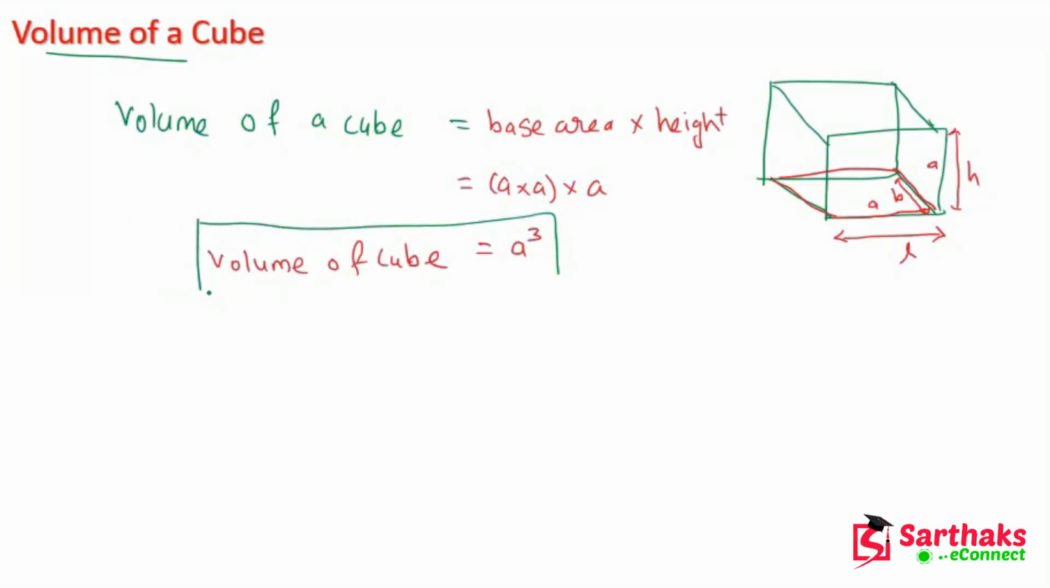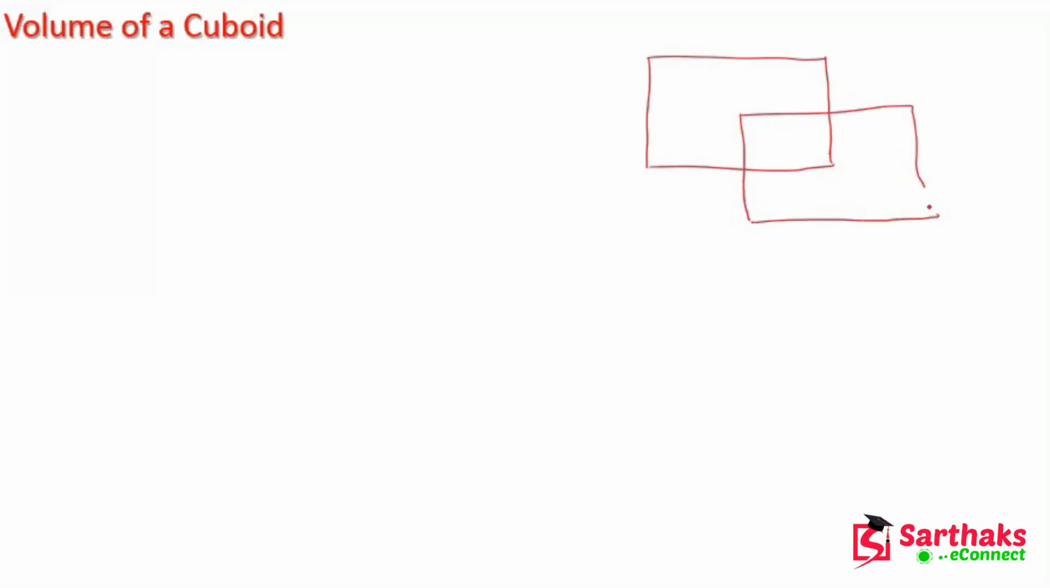Got it, my dear friends? Now let's see the volume of a cuboid. If I draw the cuboid like this, here you can see, this is the cuboid. In the cuboid, this is length L, this is B, meaning breadth, and this is the height of the cuboid, H.